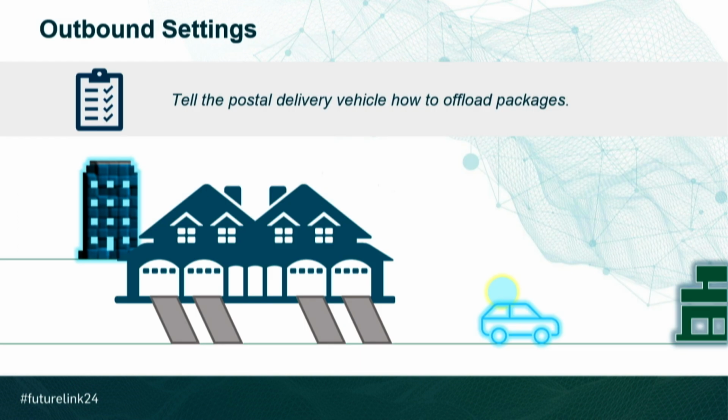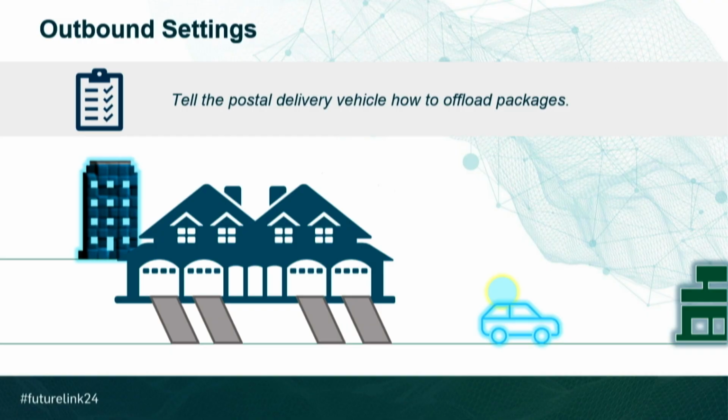So just hold on to those post office analogies, and we're going to draw those similarities, those connections. So first of all, outbound settings. This tells the postal delivery vehicle how to offload the packages. Again, similar to TTS, you've got the delivery rules telling TraceLink where to route the messages to. So it works in the same way with these outbound settings. You're giving those instructions to the vehicle so it knows where to go. So those are the outbound settings.